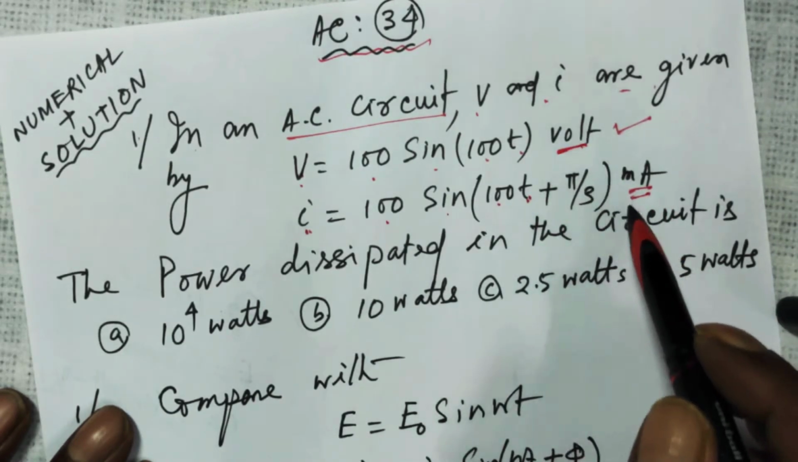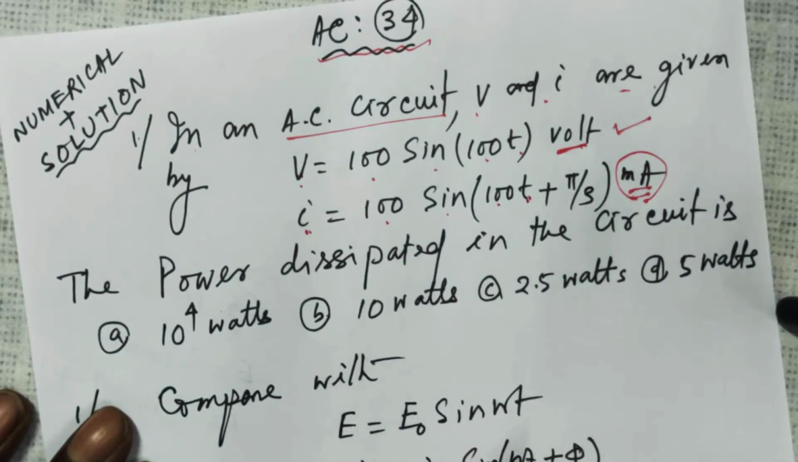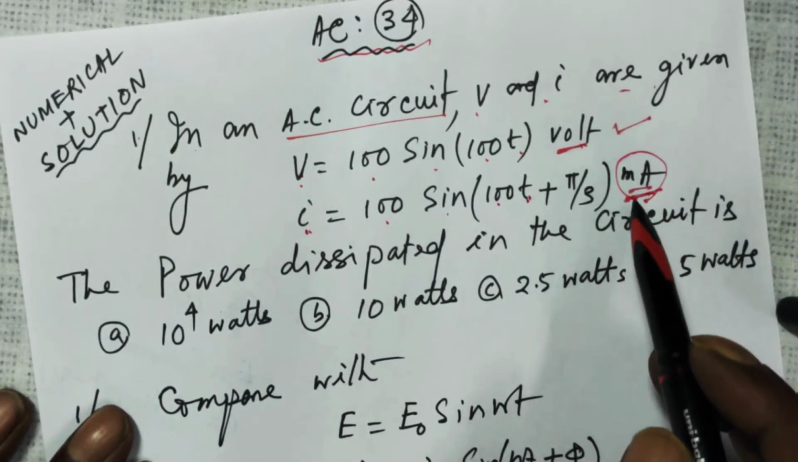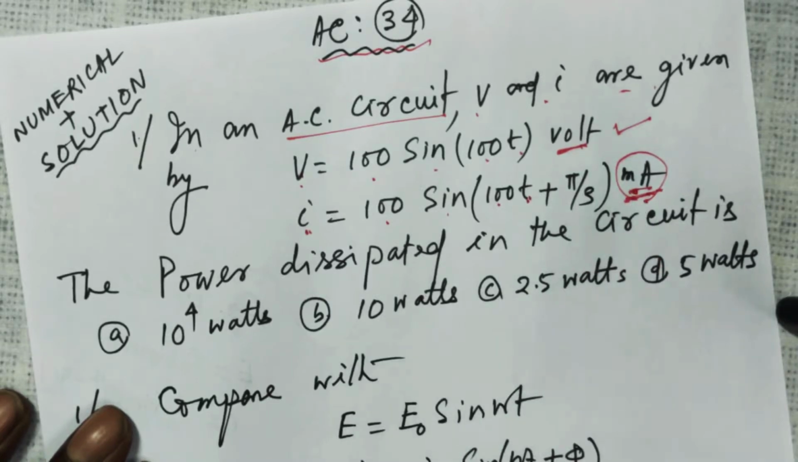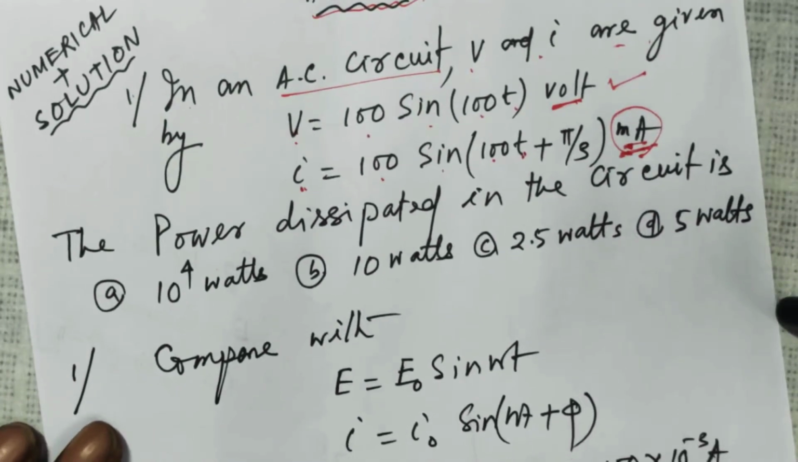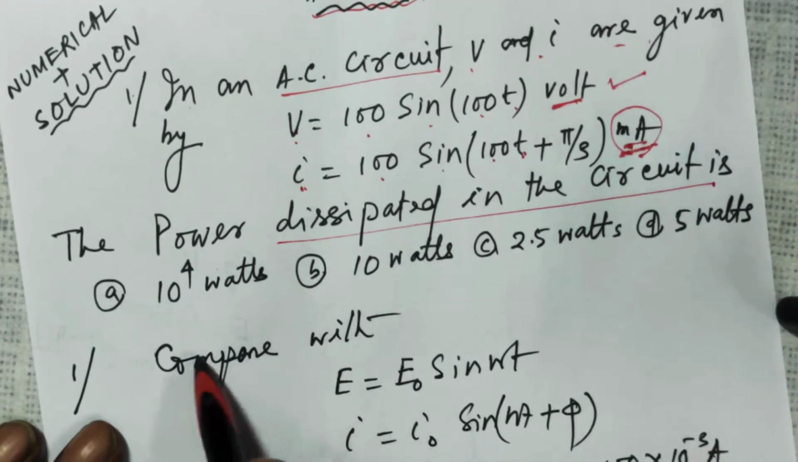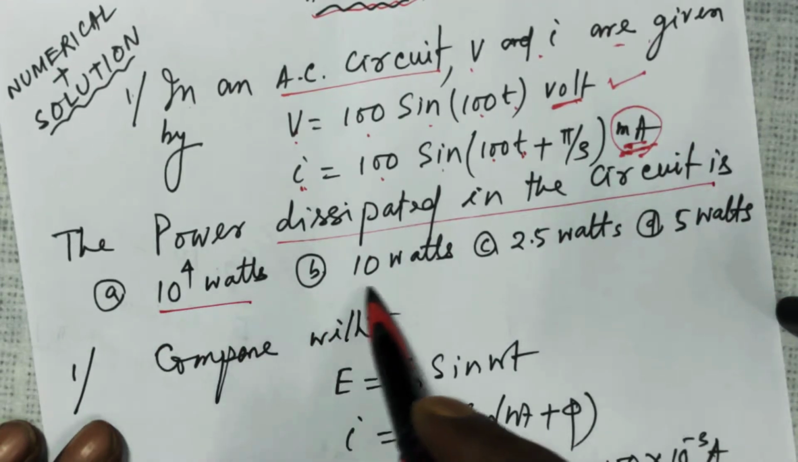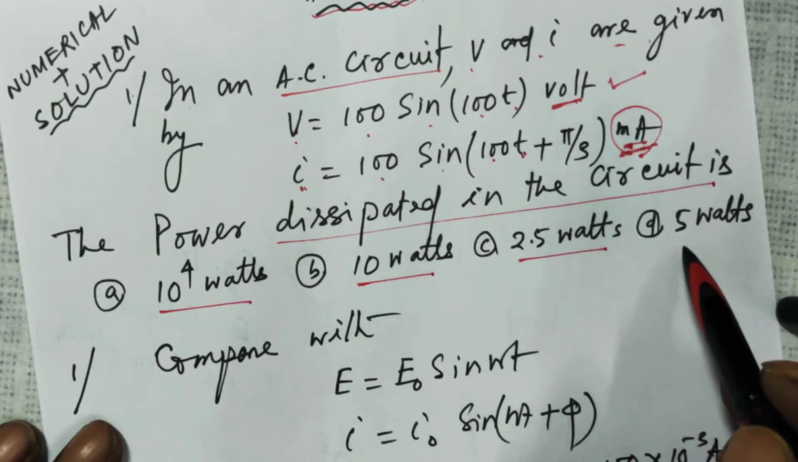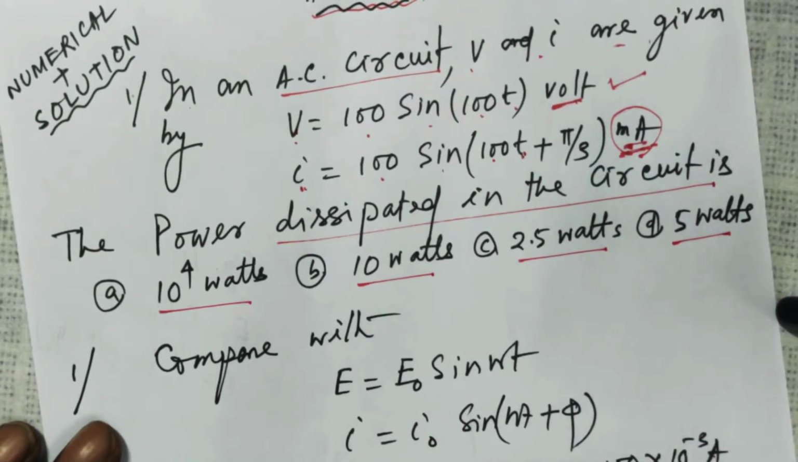Careful, here it is volt, here it is milliampere. So you have to be careful when you see such things. You have to convert this to ampere. Then the power dissipated in the circuit will be how much? 10 to the power 4, 10, or 2.5 watts, or 5 watts.